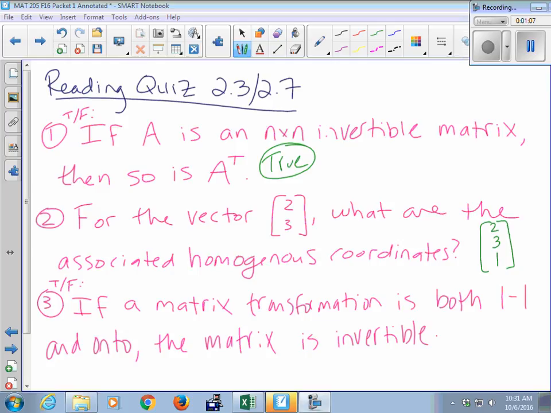If a matrix transformation is both 1-to-1 and onto, the matrix is invertible. True or false? True. Also part of the invertible matrix theorem.